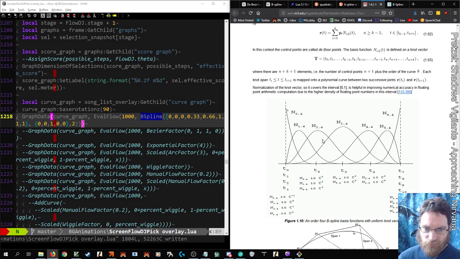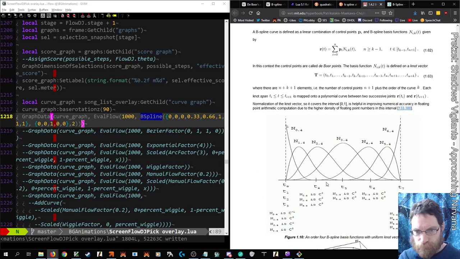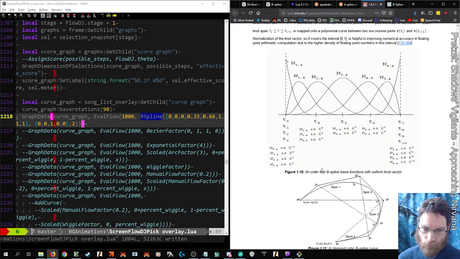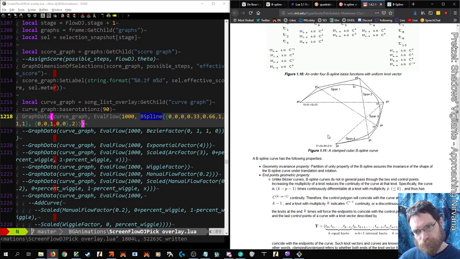Right, and then this is kind of what I was thinking about. These are all like the influence vectors on different points, which is kind of what I thought was going on. Covers the interval, is helpful in improving numerical accuracy. Order 4 B-spline basis functions with uniform knot vector. A clamped cubic B-spline. So this is two-dimensional control points.